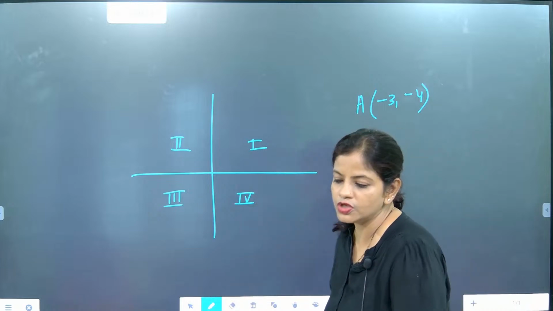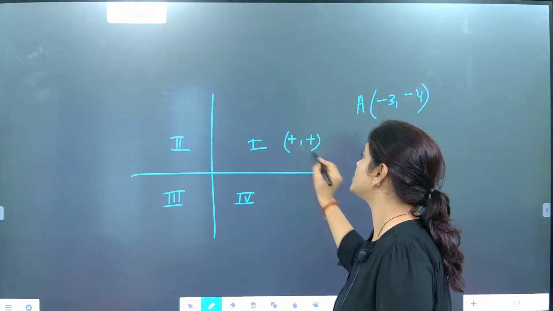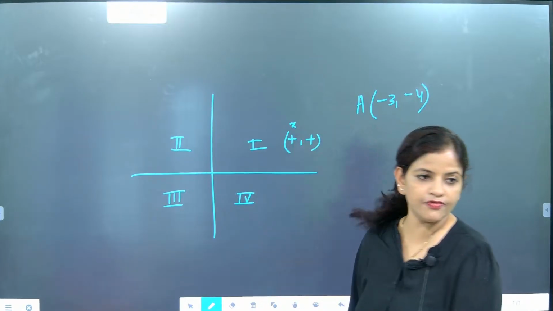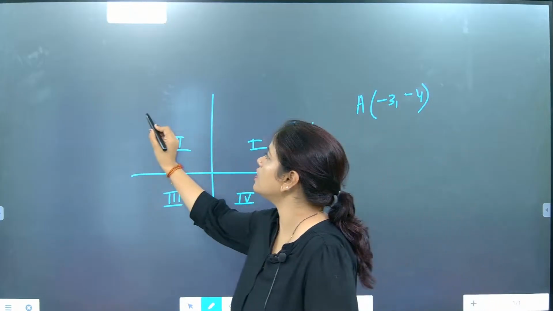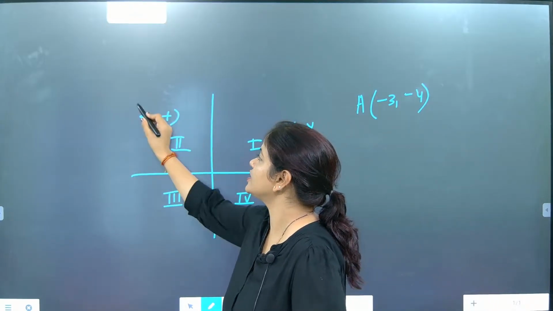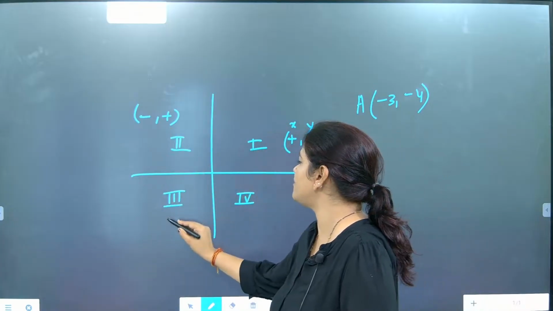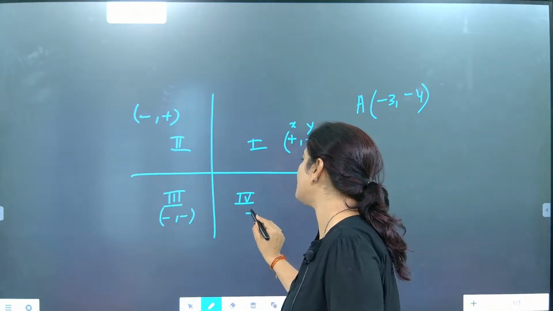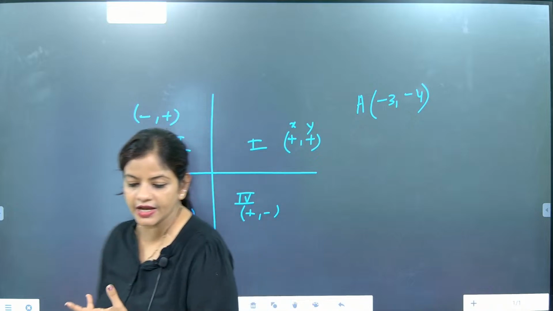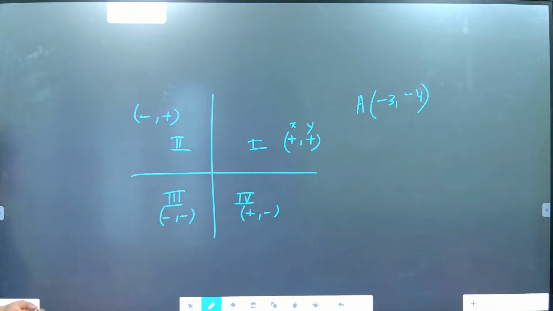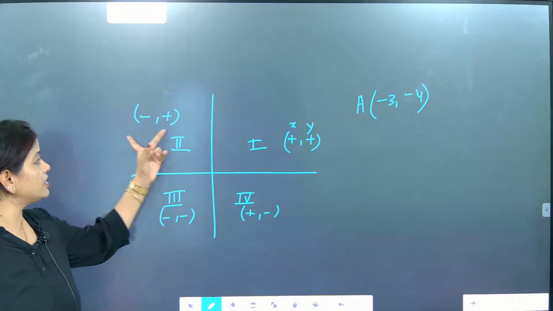On the first quadrant, whose value will be? Here both x and y are positive. So always the x value will be written first and the y value will be written after that. Understood? In the second one, it will become minus and positive. This is considered as which quadrant? Second quadrant. Now the next one, beta? Both will be negative, and here it will become positive and negative. So we need to understand minus and plus here. Absolutely correct.